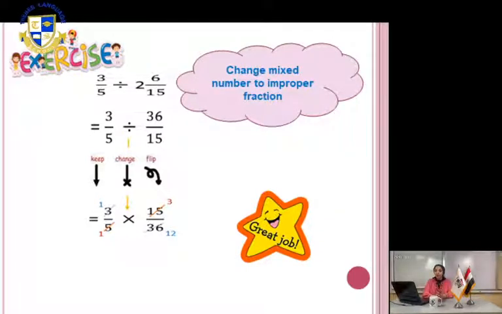The two numbers here are divisible by 3. Excellent. 3 divided by 3 equals 1. 36 divided by 3 will be 12. Then multiply numerators and denominators. 1 by 3 equals 3. 1 by 12 equals 12. 3 over 12, the two numbers here are divisible by 3. 3 divided by 3 will be 1. 12 divided by 3 equals 4. And the final answer is 1 over 4.